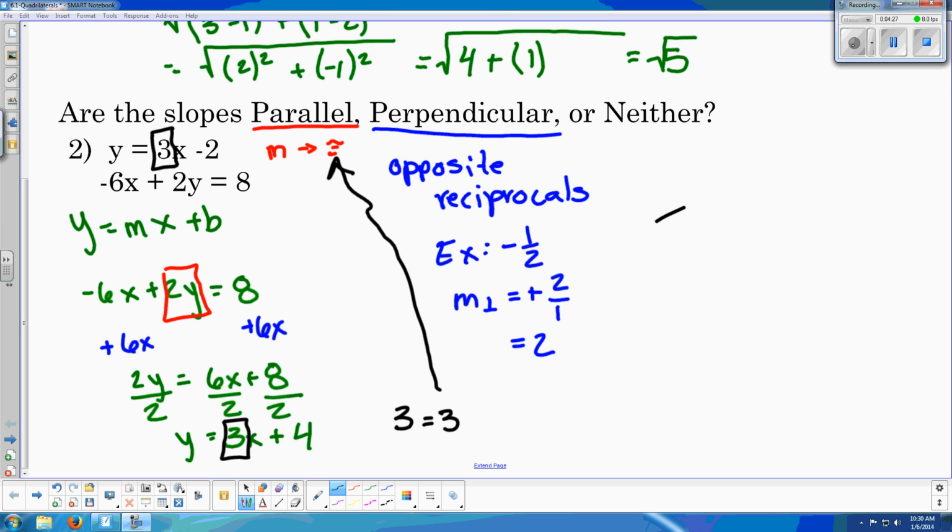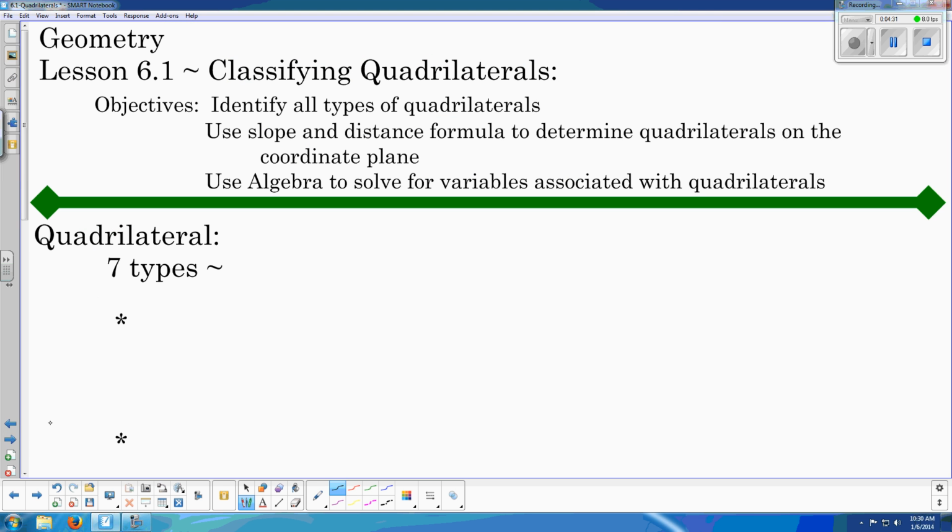Okay, hopefully you remember that, but now we are moving on to section 6.1, classifying quadrilaterals. This is awesome because we already kind of know what a quadrilateral is. The first part of the word quadrilateral is quad, and we all know that means 4. So a quadrilateral is just a 4-sided polygon.